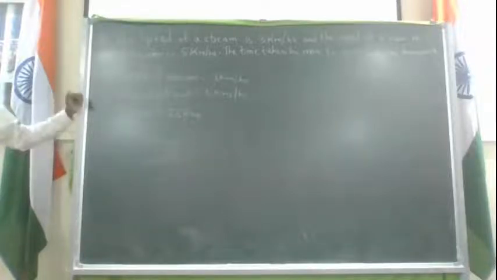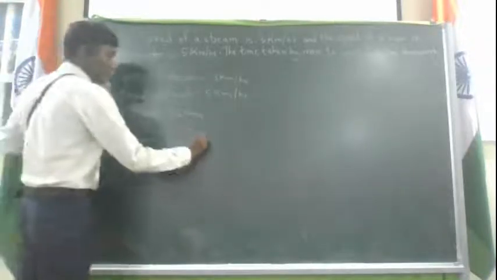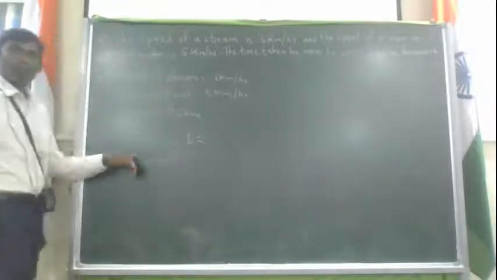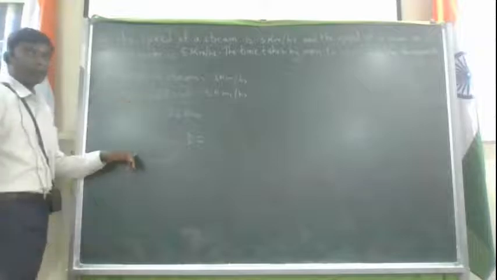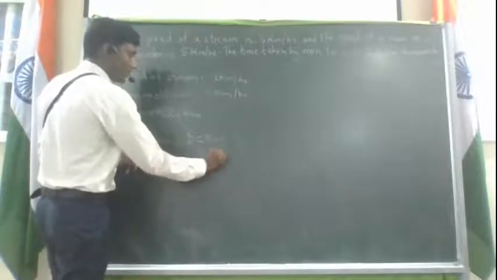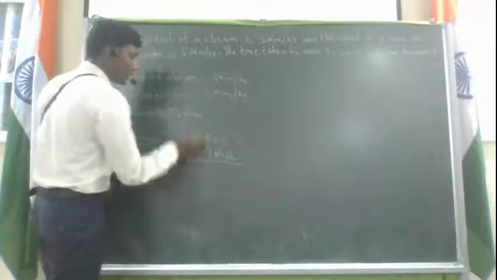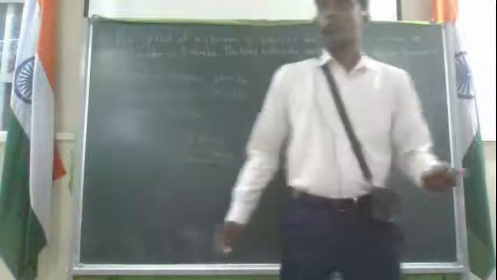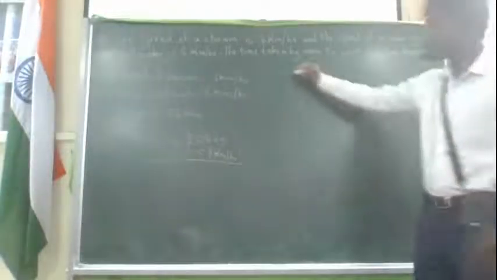So what speed do you have to find? Upstream or downstream? Downstream. So for downstream, what did you do? The speed of the boat and the speed of the river. So here instead of boat, what is there? Man. So 5 plus 3 is equal to how much? 8 kilometer per hour. What speed is this? Downstream speed. Okay.